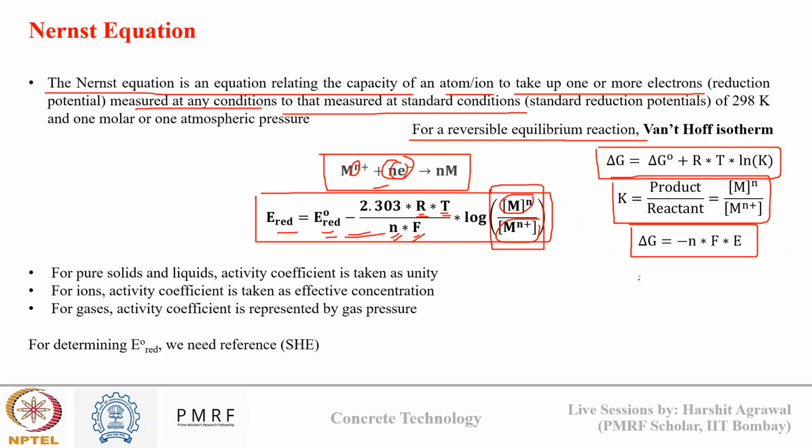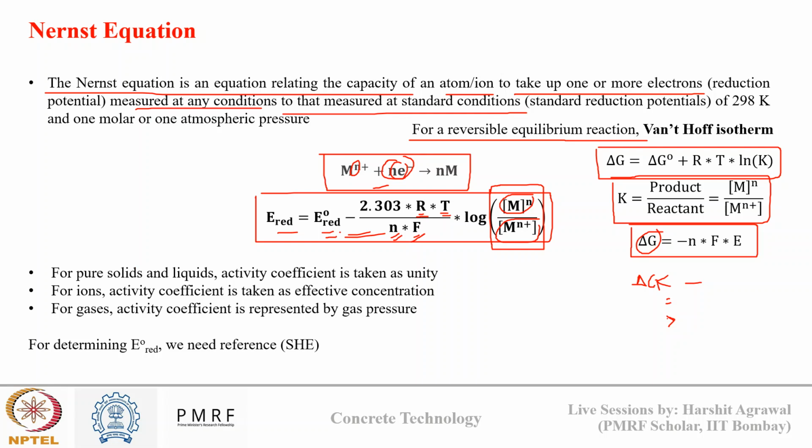If my delta G is negative, it says that the reaction is spontaneous, it can occur. If delta G is 0, then we say that the reaction is at equilibrium, and if delta G is greater than 0, then we say that the reaction is non-spontaneous. This Gibbs free energy defines the spontaneity of the chemical reaction, and that's why we say potential is a thermodynamic parameter.